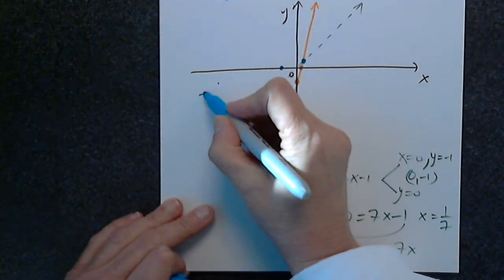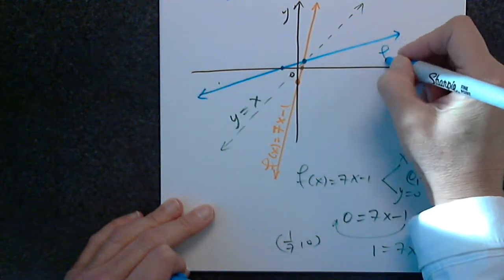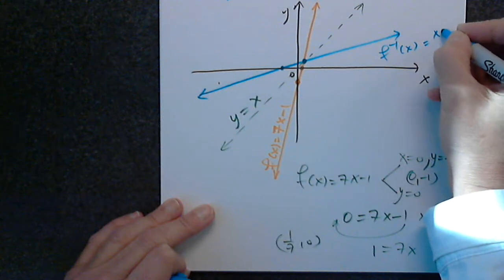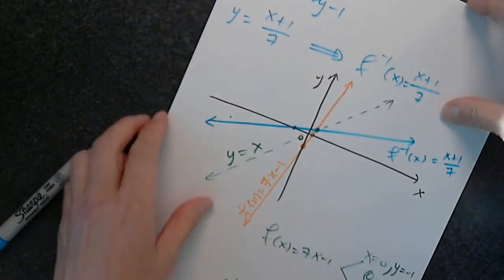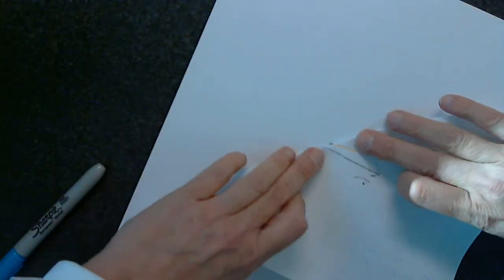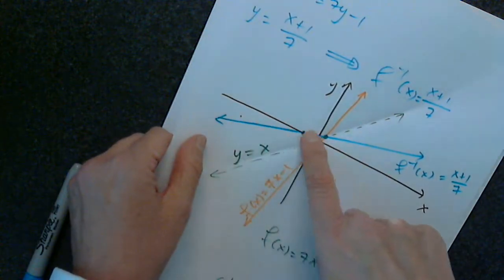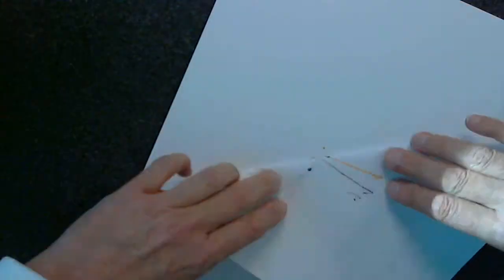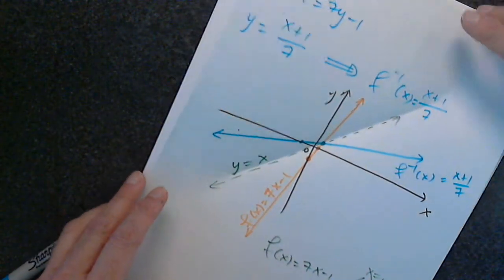So here it is. This is f inverse of x equals x plus 1 over 7. Again, no one is going to look at your graphs with a magnifying glass, but as we know, they have to overlap. This piece has to overlap this piece, and this piece has to overlap this piece, when I fold the graph with respect to y equals x.